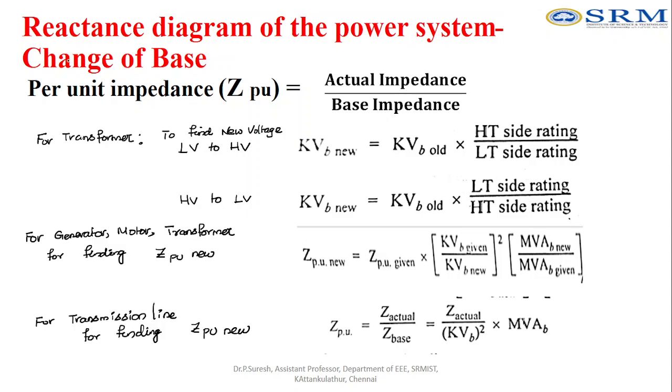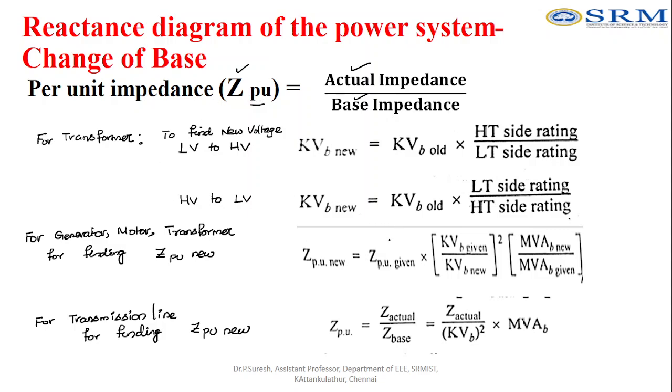We know that per unit value is nothing but actual by base. So per unit voltage, per unit power, similarly per unit impedance or per unit reactance. The per unit impedance, denoted by Z per unit, is equal to actual impedance by base impedance. This is the formula to find the per unit value. Once the per unit value is calculated, it does not have any units. When there is no unit for any parameter, the calculation is very easy. That is why we are converting into per unit values.